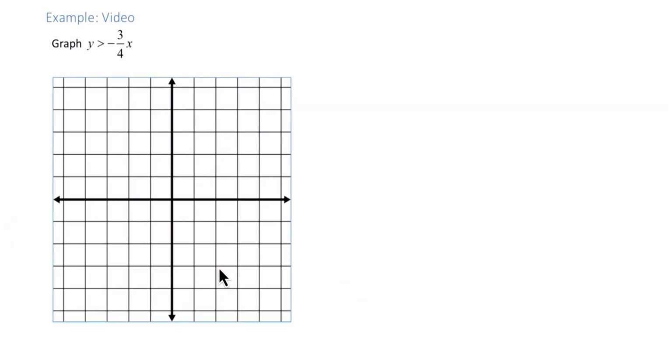In this example, we will start by changing the inequality into an equation. y equals -3/4 x. Let's graph that line now. The y-intercept is 0. The slope is -3/4, so we'll go down 3, right 4. Or we could do the opposite. We could go up 3, left 4. And when we play connect the dots, make sure you use a dotted line because of the strict inequality. It's easy to forget to do that.